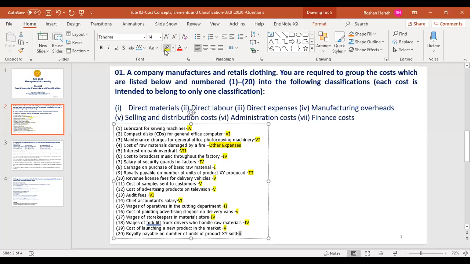It's item 5, right? If it is on the number of units produced, yes, definitely it's a direct expense. But if it is the number of units sold, it's more or less a selling and distribution cost. It's like a sales commission. Usually you would be paid based on the number of units that you sell, so your basis is the sale. Therefore here also, when you look at the basis of the royalty payment, it's the sales. If it is based on the sales, then it has to be a selling and distribution cost, right?